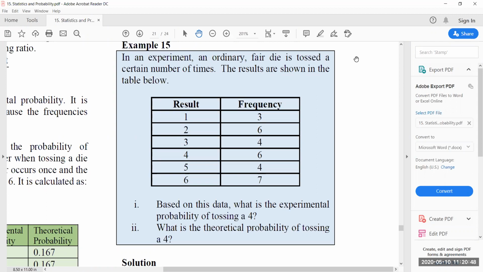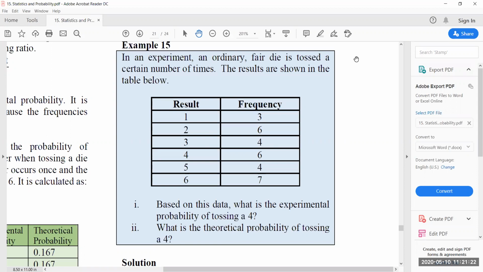Here we can see, what is the experimental probability of tossing a 4? The frequency of tossing a 4 is 6, right? So how many times would you have tossed the die? How many possible times? It will be 3 plus 6 plus 4 plus 6 plus 4 plus 7. So we add up all of the numbers in the frequency, and that's how many possible times we could have tossed the die.